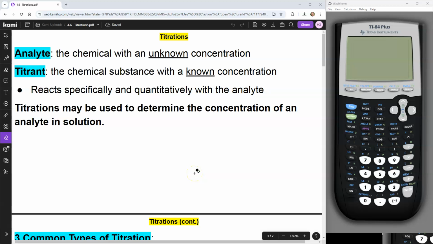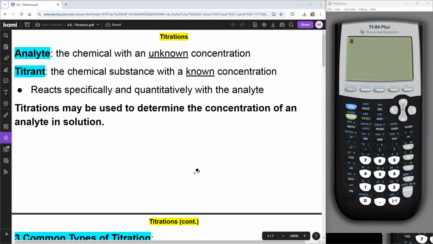In this video, we're going to go through titrations. So in a titration, you have an analyte, which is a chemical that you're not sure of the concentration on. So you're going to be analyzing the analyte, hence the name. And then you have a titrant. A titrant is a chemical substance where you know the concentration.